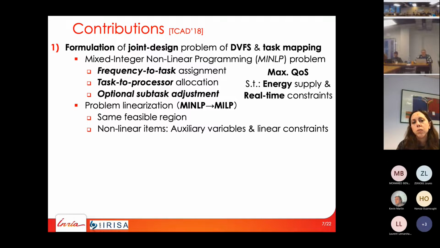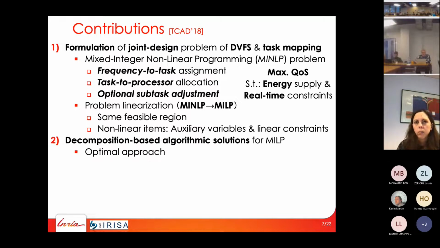This is achieved by linearizing the nonlinear items in the formulation. And how do we do that? We do that by adding auxiliary variables and linear constraints. Then we have the decomposition-based algorithmic solutions to solve the MILP. And we have focused on two methods.